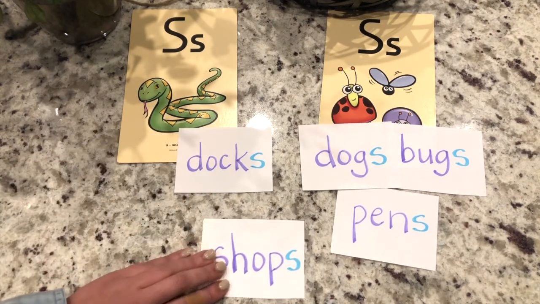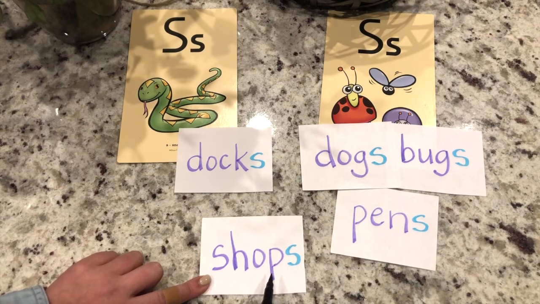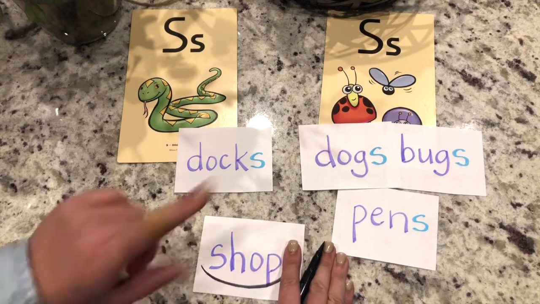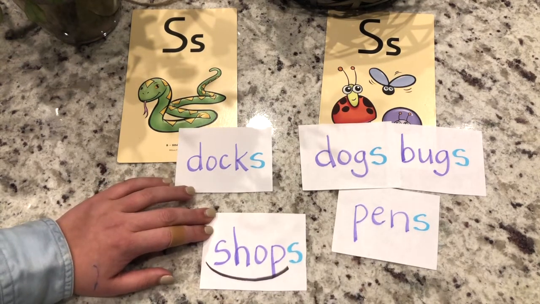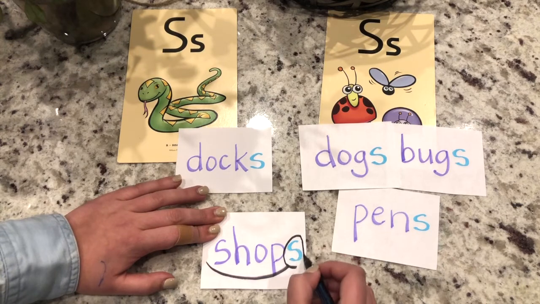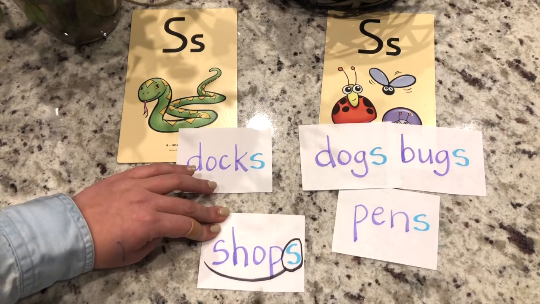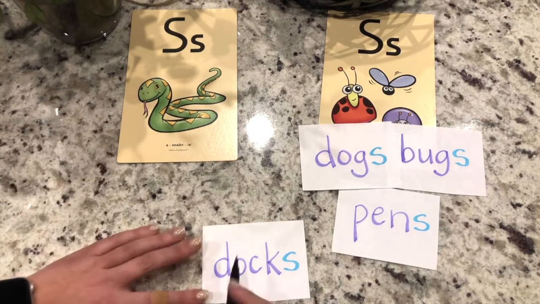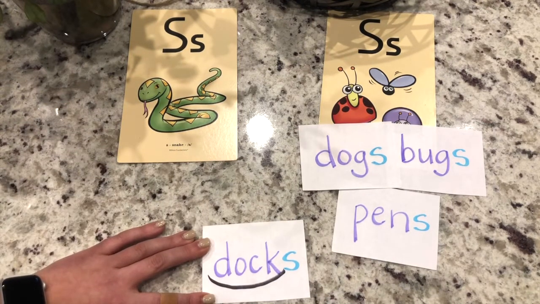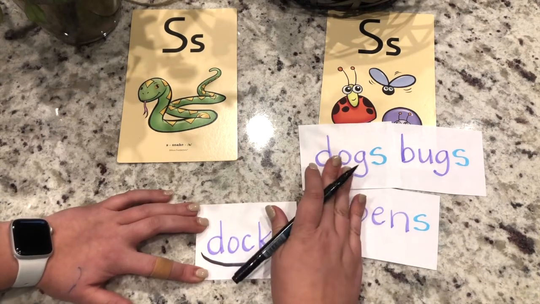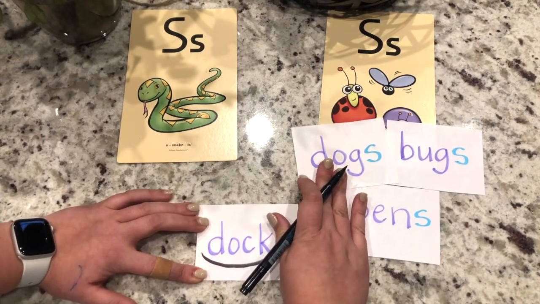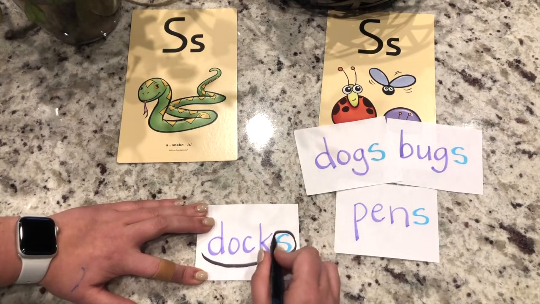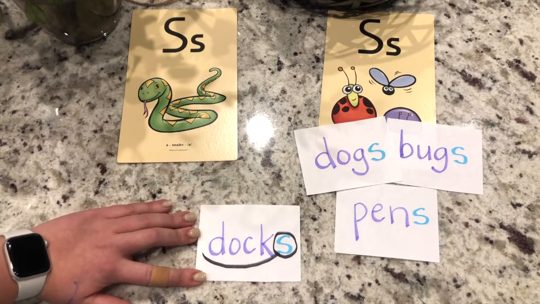Let's try this one. Remember, shops. I can scoop the base word shop. Shop by itself is just one shop. With the suffix s, there's more than one shop because there are shops. Let's try this one. The base word is dock. We scoop the base word. The base word dock without the s means there's only one. It is singular. With the s, we know it's plural or more than one dock. Docks.